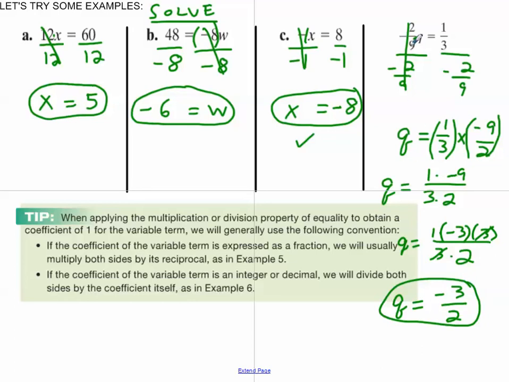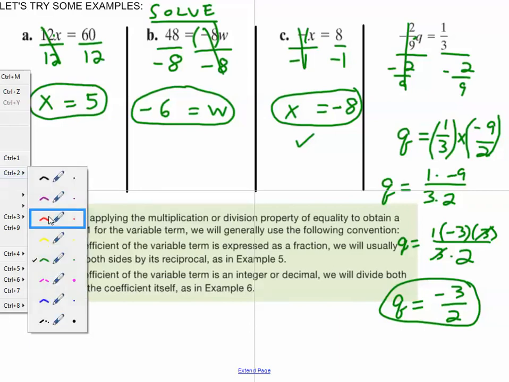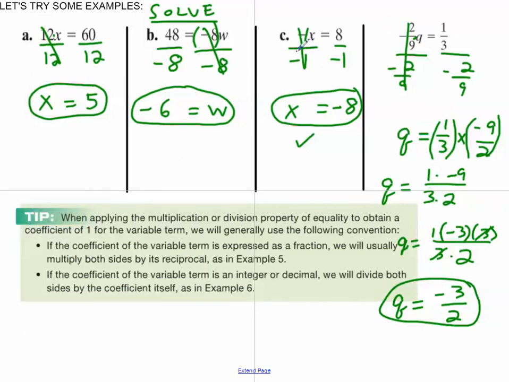The other possibility would be, instead of dividing by the fraction, dividing by the coefficient, we could multiply by the reciprocal. So the other option is to multiply by the reciprocal. Let's see if I can change pens here. Go to red. The other option would be to start with negative 2/9 q equals 1/3 and just multiply by negative 9/2. If we multiply by negative 9/2, this cancels with that, cancels with that. Negative times a negative is a positive.